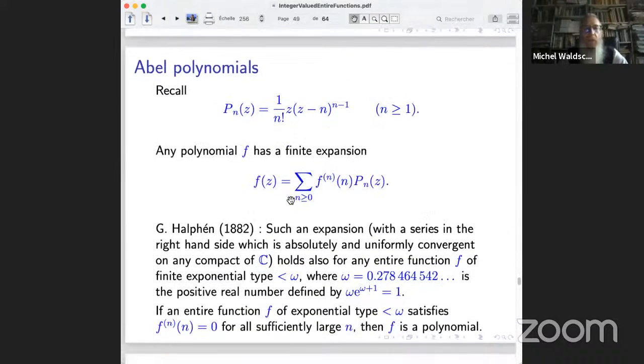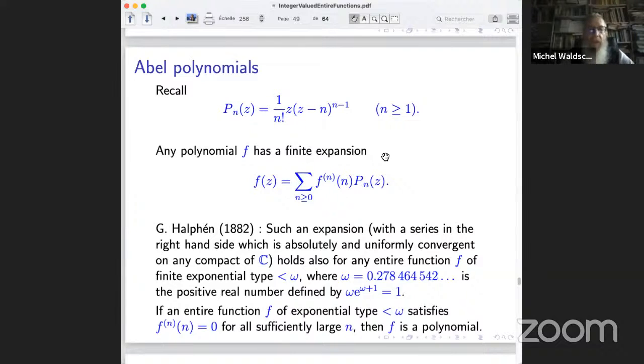So he studied this function, and he introduced the so-called Abel polynomials, which are the polynomials P_n equal 1 over n factorial z times (z minus n) to the power n minus 1. They are very interesting polynomials because if you look at the derivative of order n of P_n at the point n, it is 1. And if you take the derivative of order k of P_n at the point k, then it is 0 for k an integer.